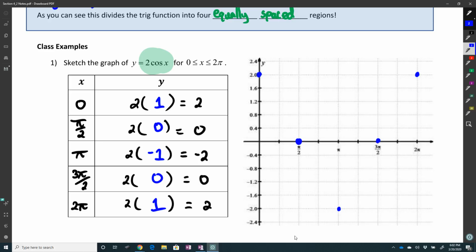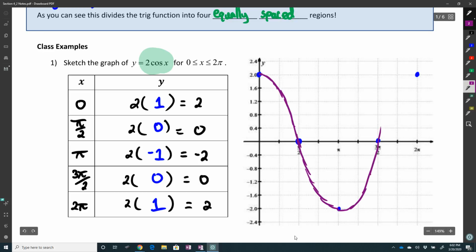Now when you connect it, you have to make it look like a trig function. Don't be lame. It's not a V. And so I try to do a lot of little lines so I can correct myself as I go. And there we go. So that's the graph of 2 cosine x. Notice that, what's the amplitude? The amplitude is now 2, which matches the 2 on the outside. All right, so keep on chugging.